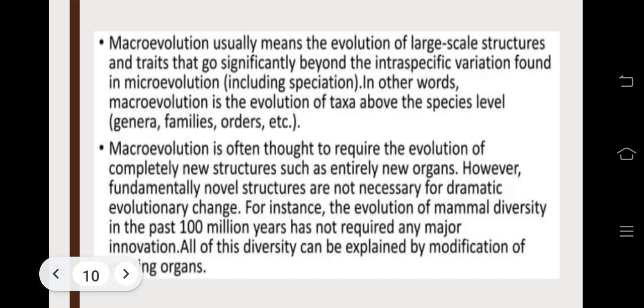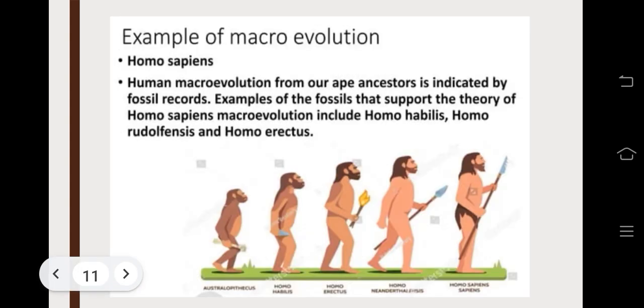Macroevolution is often thought to require the evolution of completely new structures such as entirely new organs. However, fundamentally novel structures are not necessary for dramatic evolutionary change. For instance, the evolution of mammal diversity in the past 100 years has not required any major innovation. All of this diversity can be explained by the modification of existing organs.